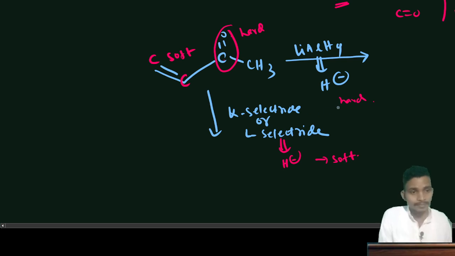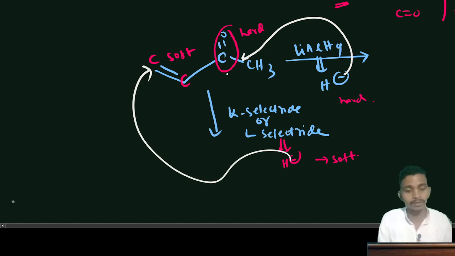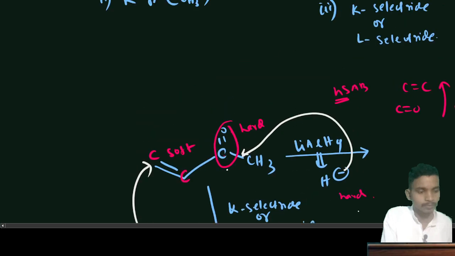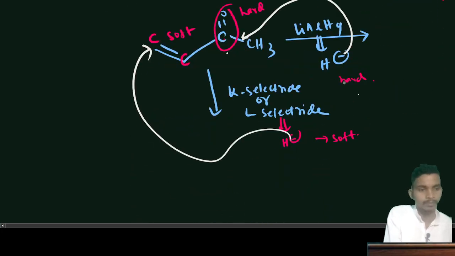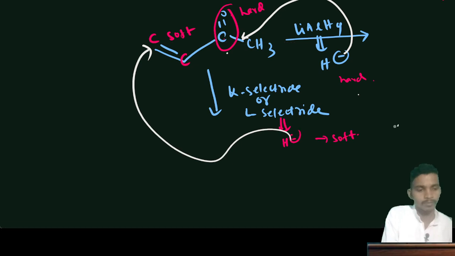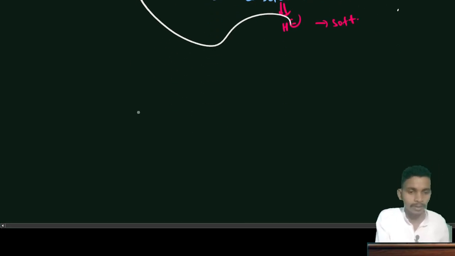It means now we say that this hard one will attack here, because hard will have good interactions, and this is the soft, so this H minus will attack here. Now, how will the product form? I will do it again here.